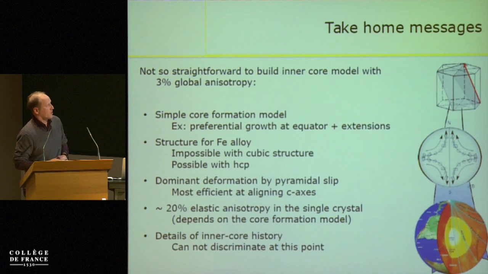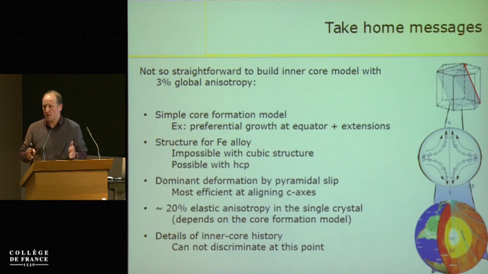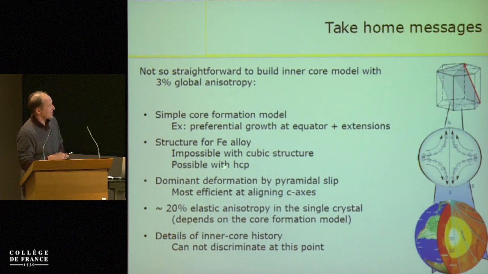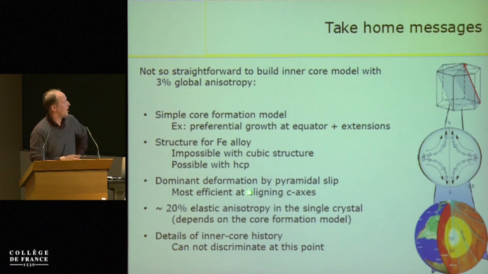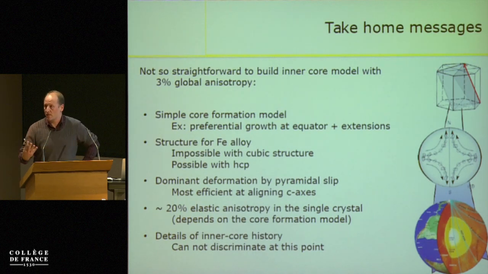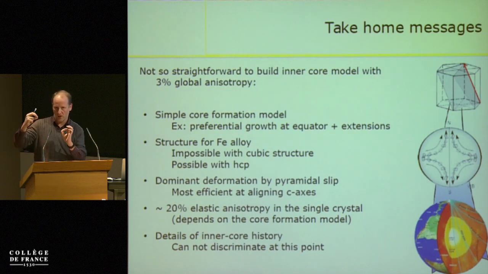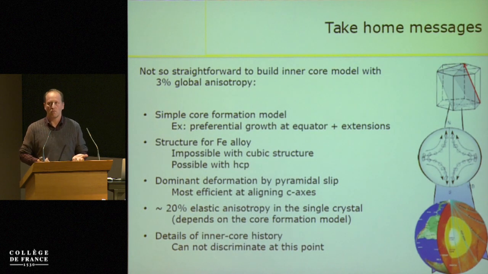We cannot get it with a cubic structure unless it's 100% aligned, but then mechanically, I don't know how that happens. It's possible with HCP. We have many solutions. But you need activation of a mechanism like pyramidal slip, which is very efficient at aligning the C-axis. You need a fairly anisotropic single crystal, which was a surprise at the time, but apparently we were not thrown off. We were hoping to make a discrimination between our different core formation models, but at this point, we cannot. We can get all of them to work in the end. So the next step is to use the real measurements, entry and exit points, for instance, and try to see if we can make a difference between the models. Thank you for your attention.